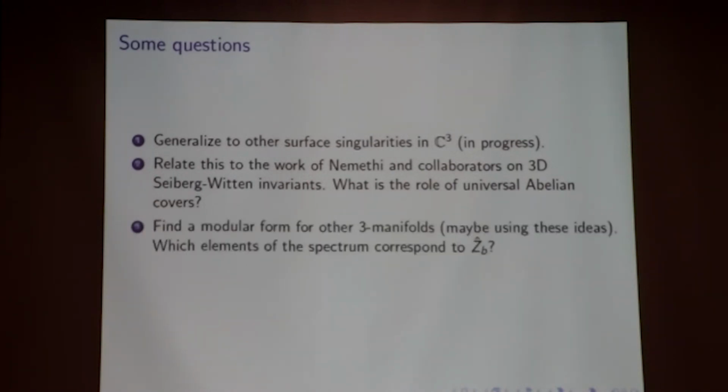Yeah, and so then of course the main goal is to find this modular form for other three-manifolds. As I said, there has been some work on this, and there are some proposed formulas, but they seem not to work, at least in some examples. So we have to think about it, and maybe we can use these ideas to construct this modular form naturally from the topology of the three-manifold.